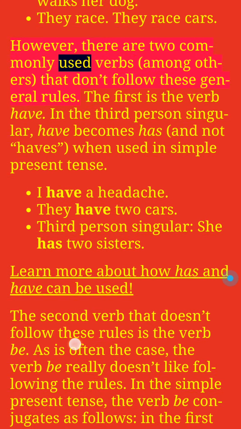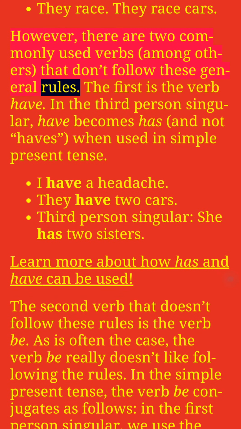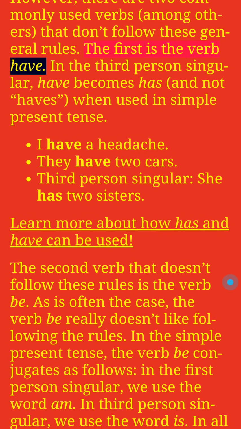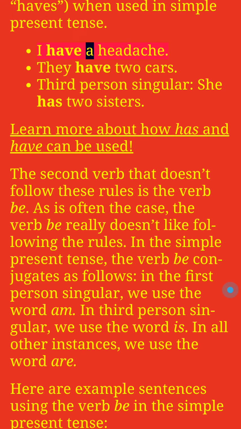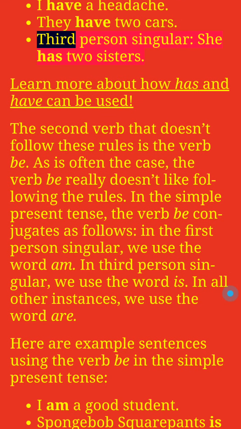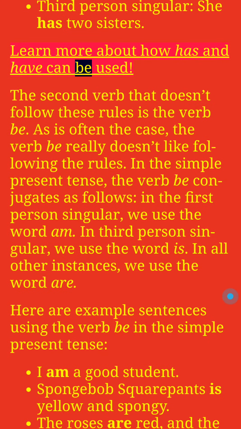However, there are two commonly used verbs, among others, that don't follow these general rules. The first is the verb have. In the third person singular, have becomes has and not haves when used in simple present tense. I have a headache. They have two cars. Third person singular, she has two sisters. Learn more about how has and have can be used.